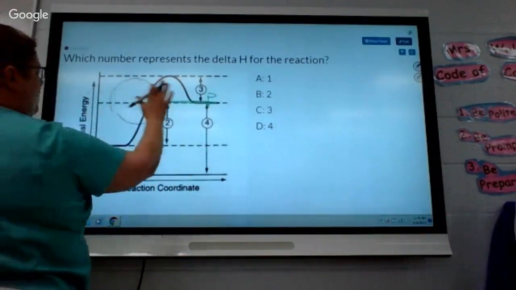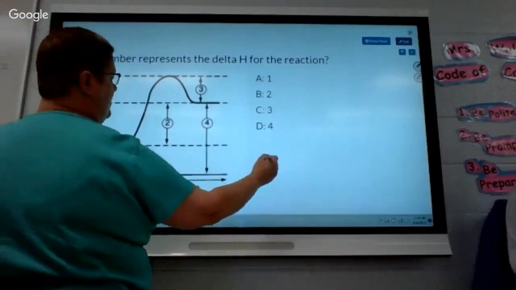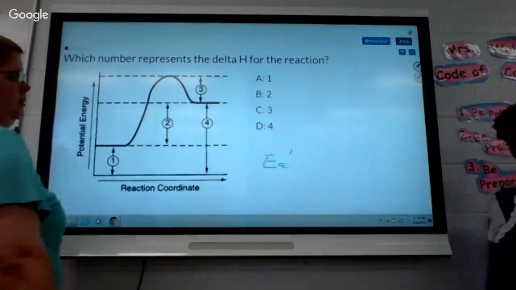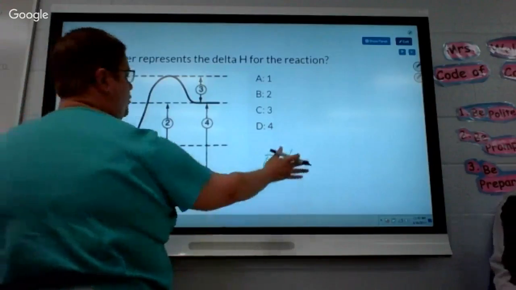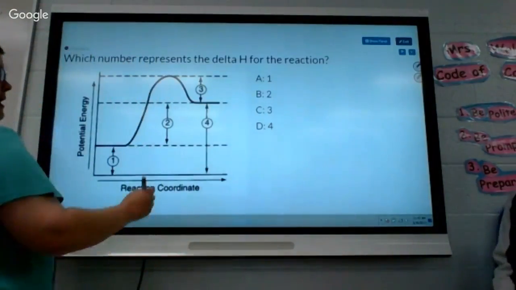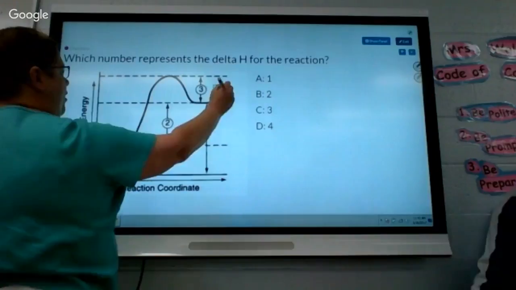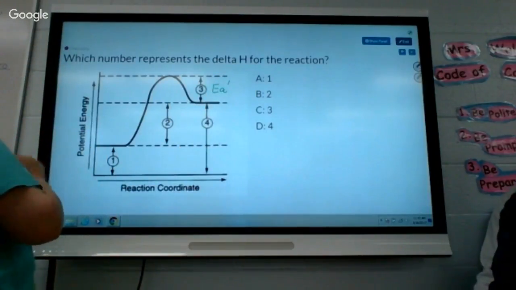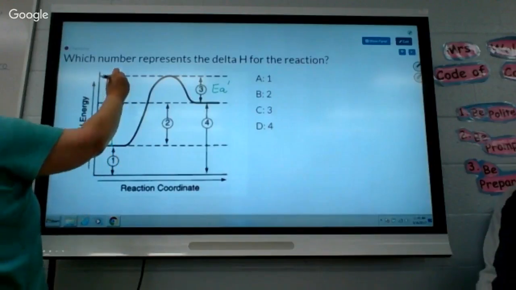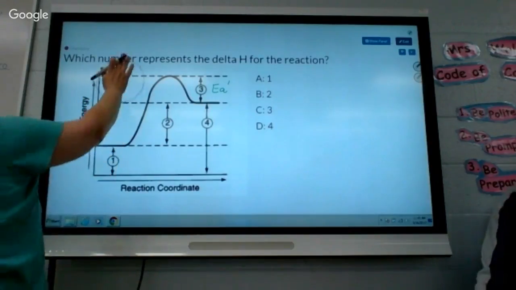Now, what if I said reverse activation energy? What if I said EA reverse? It would be what? 3. EA reverse is 3. All right. EA reverse would be here at number 3. I don't have EA, but EA would go from here up to there. That would be activation energy.